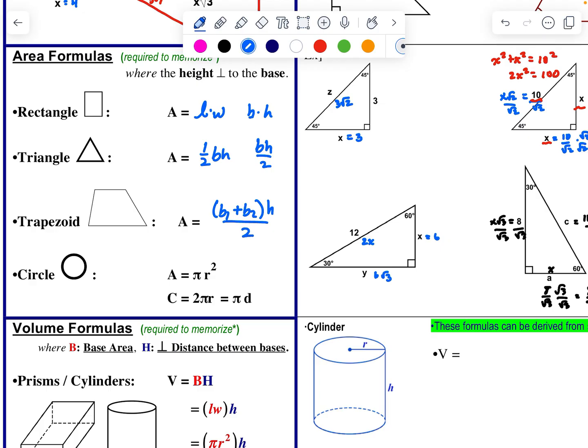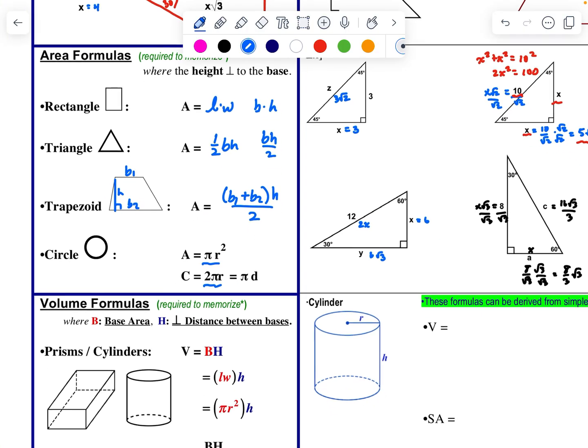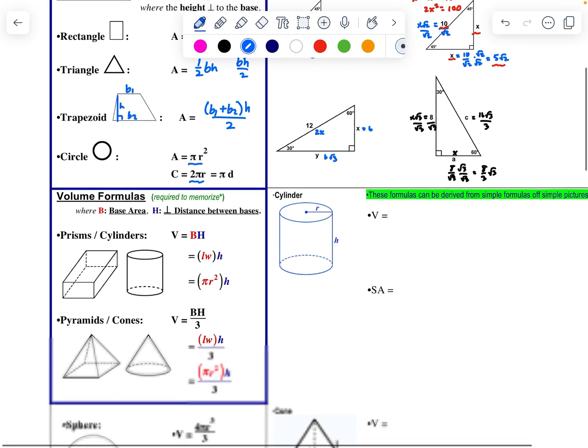This is my base 1. This is my base 2. And then my height, remember, has to be perpendicular. So there's my height. You've got your area formula for a circle versus circumference. Make sure that you are aware of that. When we have more complicated formulas like volumes and things like that, a lot of times I will give them to you.